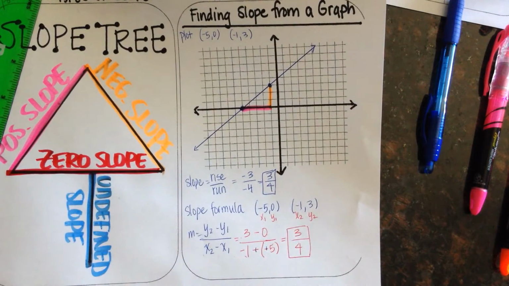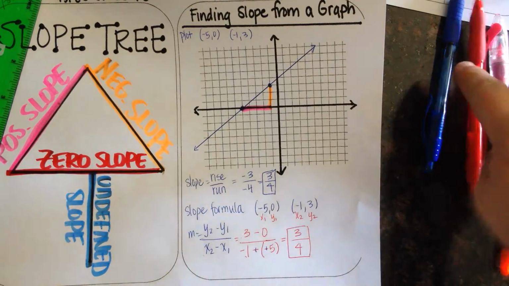And so you can see that both rise over run and the slope formula with these two coordinate points easily give us the same slope. It's in the positive direction. We're good to go.